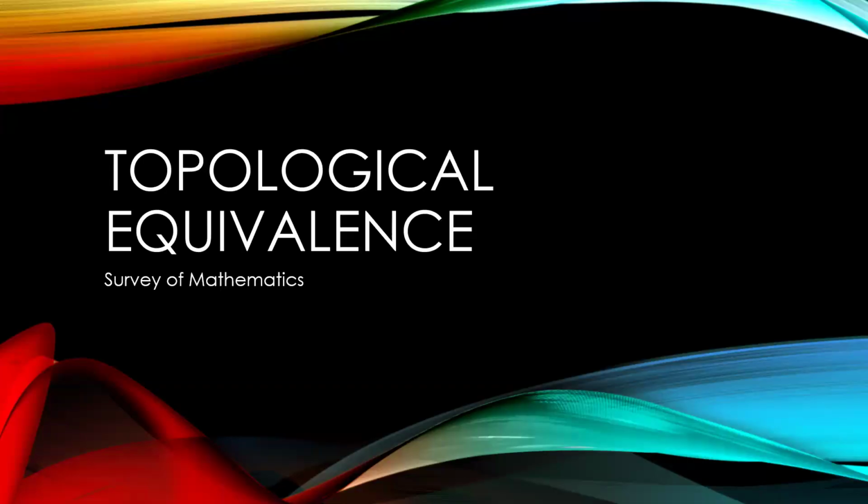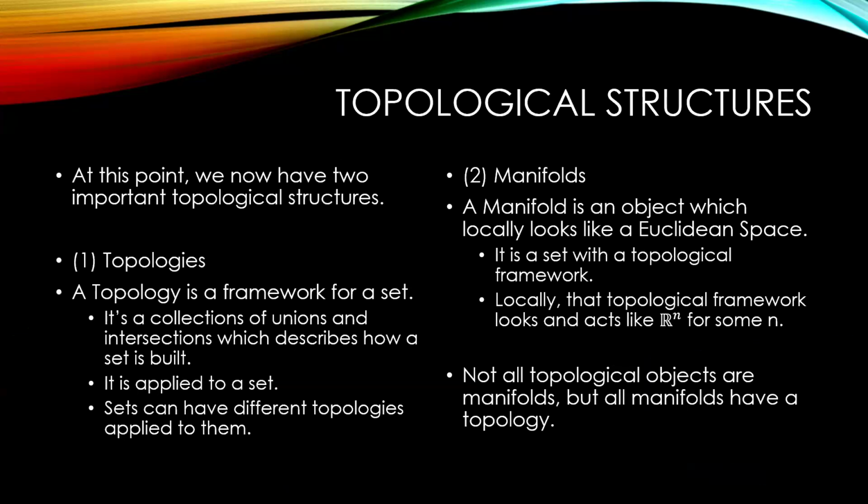Hi, folks. Today we're going to talk about topological equivalence. What does it mean for objects to be the same from a topological perspective? And so first, let's review our topological structures. At this point, we have two different topological structures.